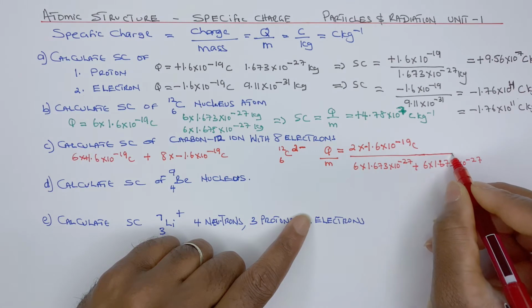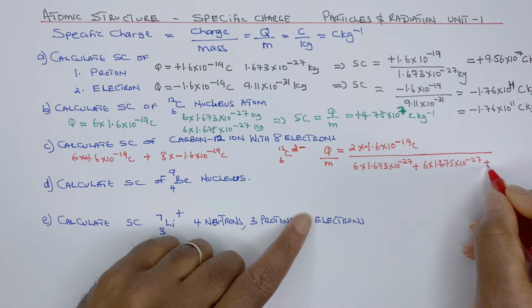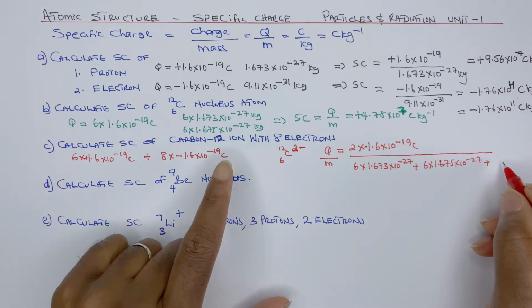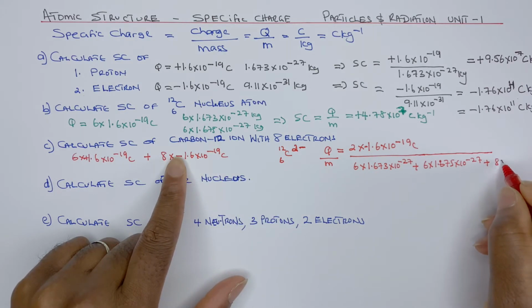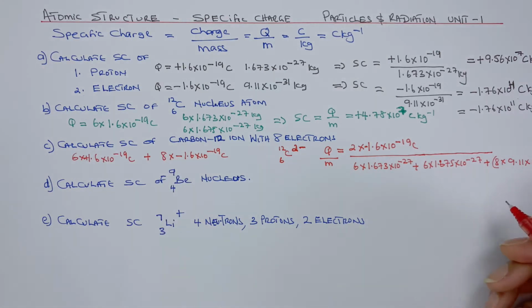And if you involve the mass of the electrons, that would be plus 8 times 9.11 times 10 to the power minus 31. Because it's so small, it would really have no effect.